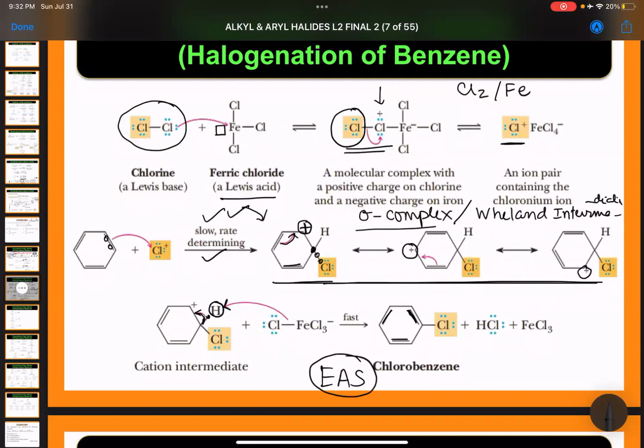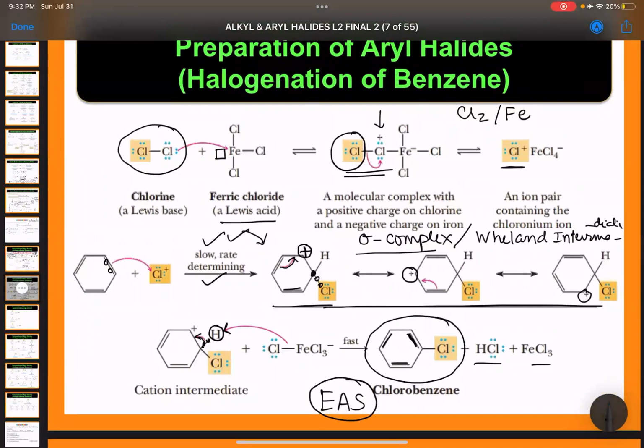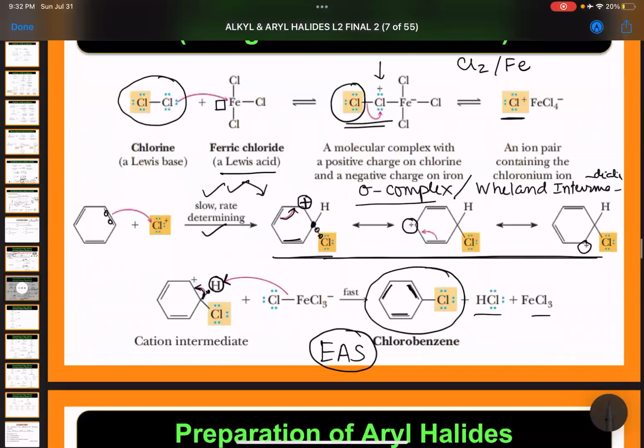Okay, so these are the products. And that's how we connect chlorine to benzene. Right? This is the way in which we connect the chlorine to benzene. So this is known as the EAS reaction.